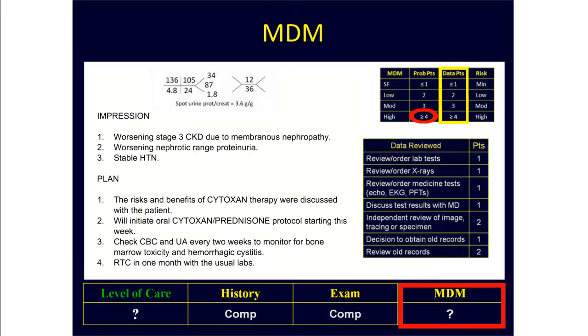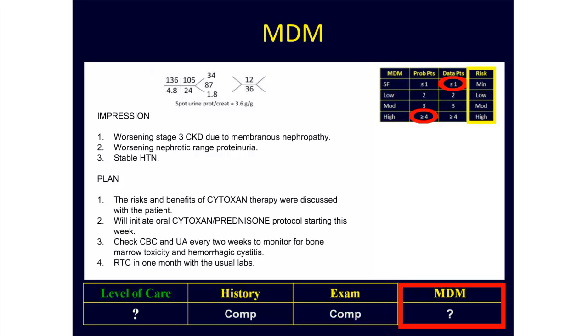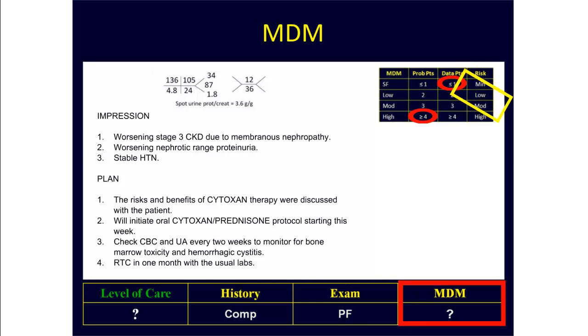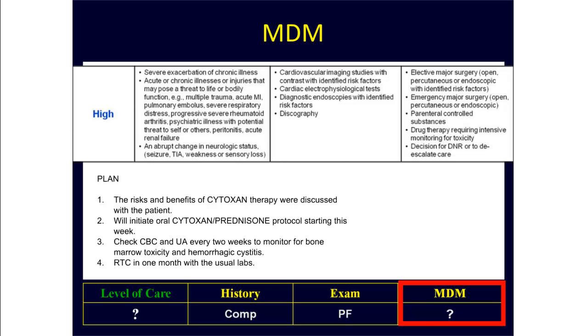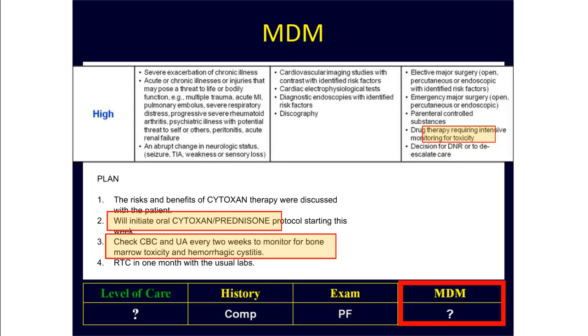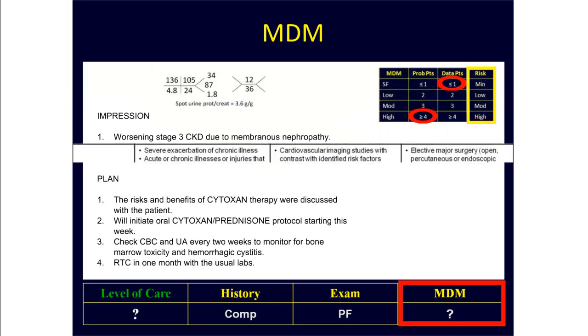Looking at the data points, all we did here was review and/or order labs, which means we only get 1 data point. The next step is to check the risk. Looking at the risk, the relevant part of the risk table is the high risk part, because here we're starting the patient on Cytoxan, which definitely requires close monitoring for toxicity. So this is definitely a high risk encounter.